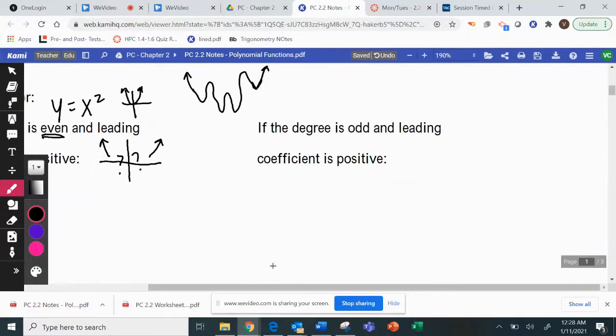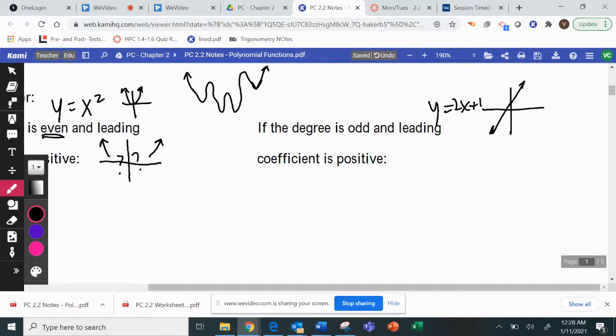If the degree is odd and the leading coefficient is positive, that starts to make me think about just a line. Y equals x or y equals 2x. A line, whoa, that was a terrible perpendicular graph. If I'm making a line, let's see, say 2x plus 1, so this isn't just straight through 0, 0. There we go, something like this, okay?